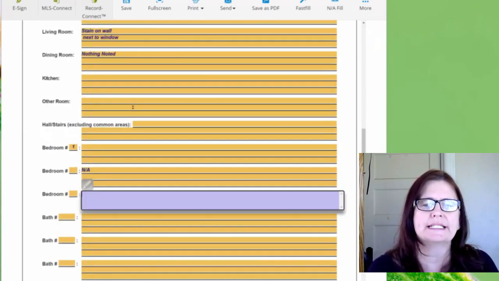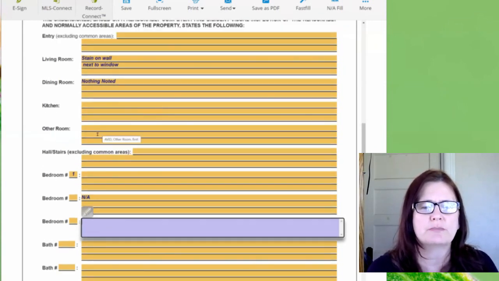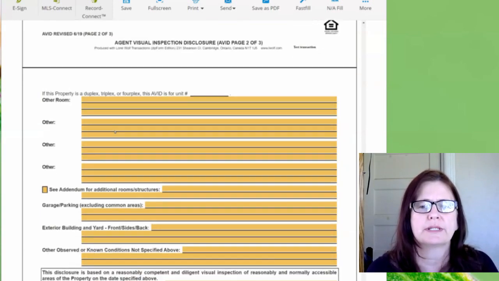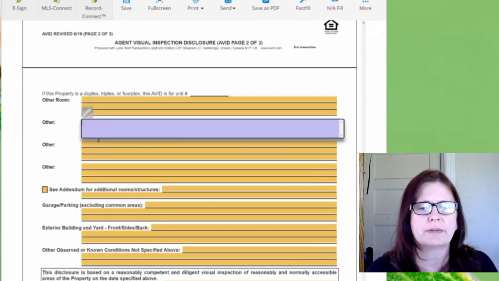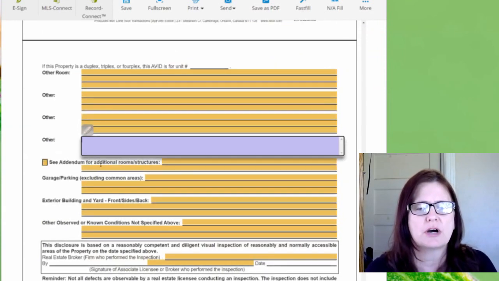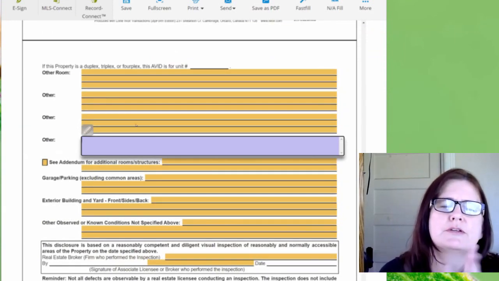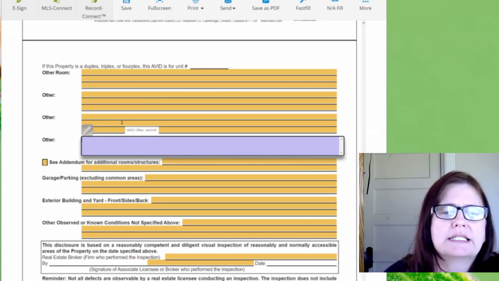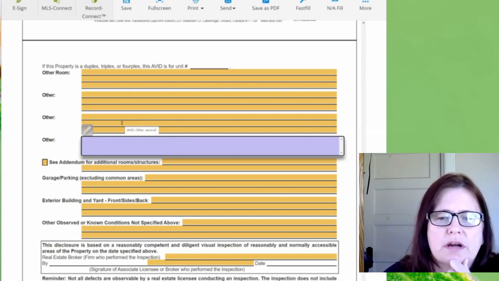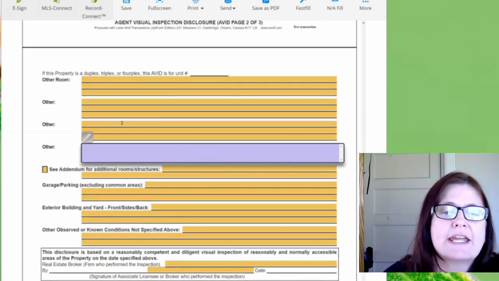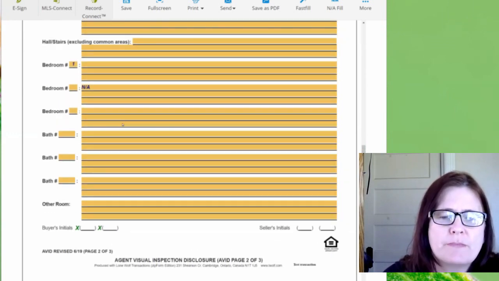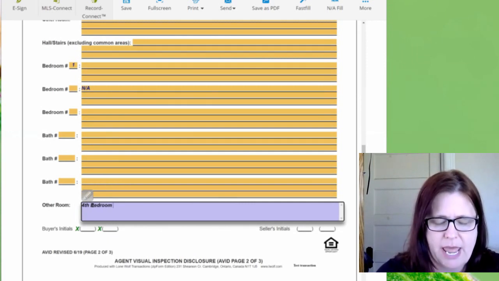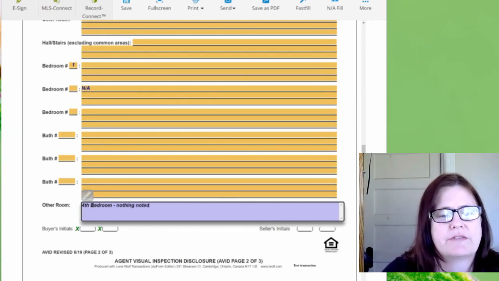And there's a couple of places. Here's a place for other room right here, there's a place for other room down here, and a place for other room here. And then there are 3 places for other. Use those however you want to or need to. Just make sure that if there's something not listed here, you put it here. For example, if there's a 4th bedroom, under other room I might put 4th bedroom, and then I'm going to put nothing noted or whatever the case might be.